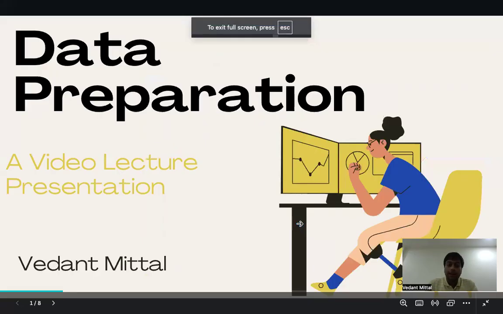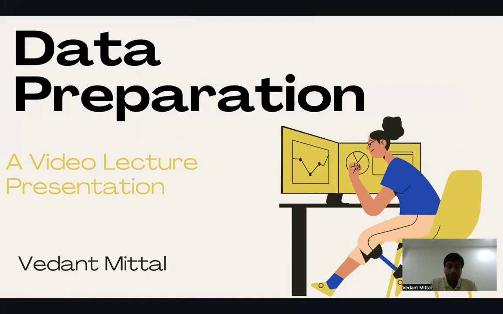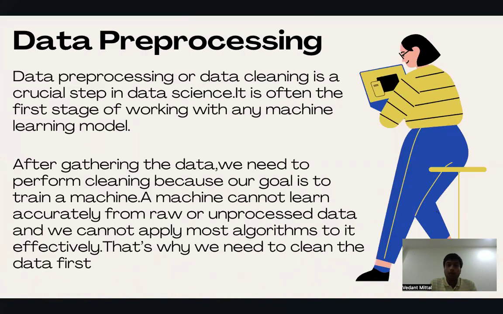Data preparation. Data pre-processing. So let us understand what is data pre-processing. Data pre-processing or data cleaning is a crucial step in data science. It is often the first stage of working with any machine learning model. Our goal is to train a machine learning model. We have unstructured or unprocessed data. If you give unstructured data to the machine, then the machine will not give proper output. That's why data pre-processing is required.